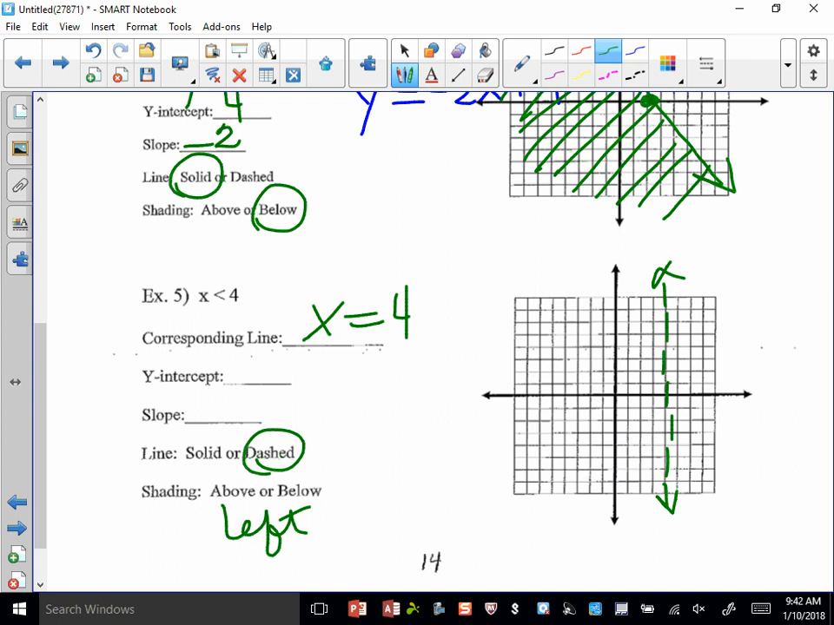All right, so make a dashed line. And then just shade to the left. That's it. The slope for vertical lines is undefined, so you don't need to write anything for that. Any questions?